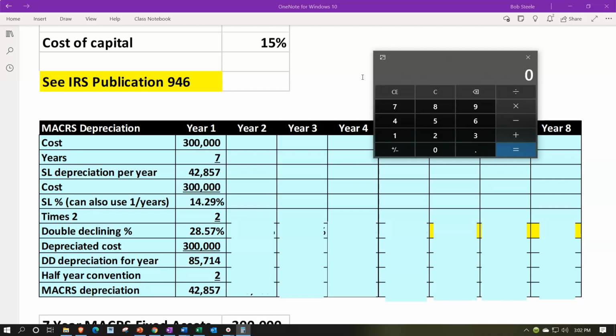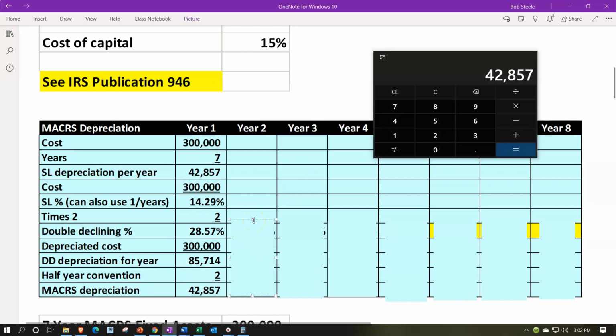That's the general rule. There could be exceptions, especially if you try to abuse the rule by purchasing everything at the end of the year, like December 31st. There might be a change in that case. But in general, 85,714 divided by 2 would be the 42,857. Also note that that 42,857 is the same as the straight line, but it's not straight line, it's double declining with a half-year convention.